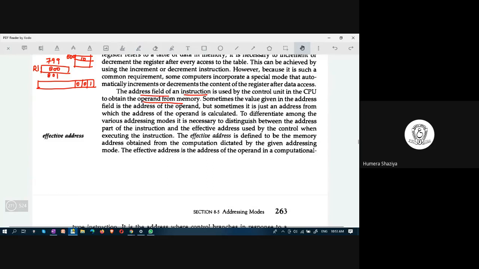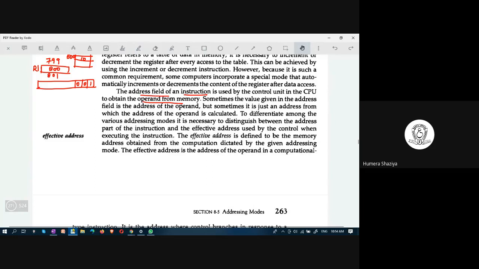Sometimes you have to obtain the address. You go to that address, you don't find the operand, rather you find another address, and when you jump to that location, you will find the operand. Sometimes there will be an address, and you have to add some number to that address to obtain the operand. There are various ways in which the address field can be used.